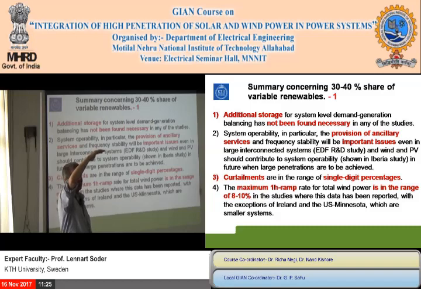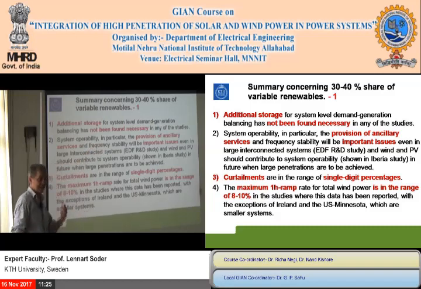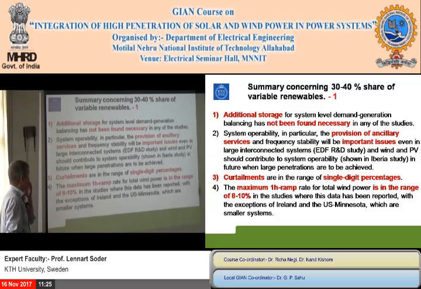So you can say that, yes, I lose some, and that makes the solar power a bit more expensive per kilowatt hour. But it's not a price change of 2% that has an impact on whether we get a huge amount of solar power or not. The question is if it can decrease the price by 40% or something. Maximum 1-hour ramp for total wind power is in the range of 8 to 10%. That is what we have studied.